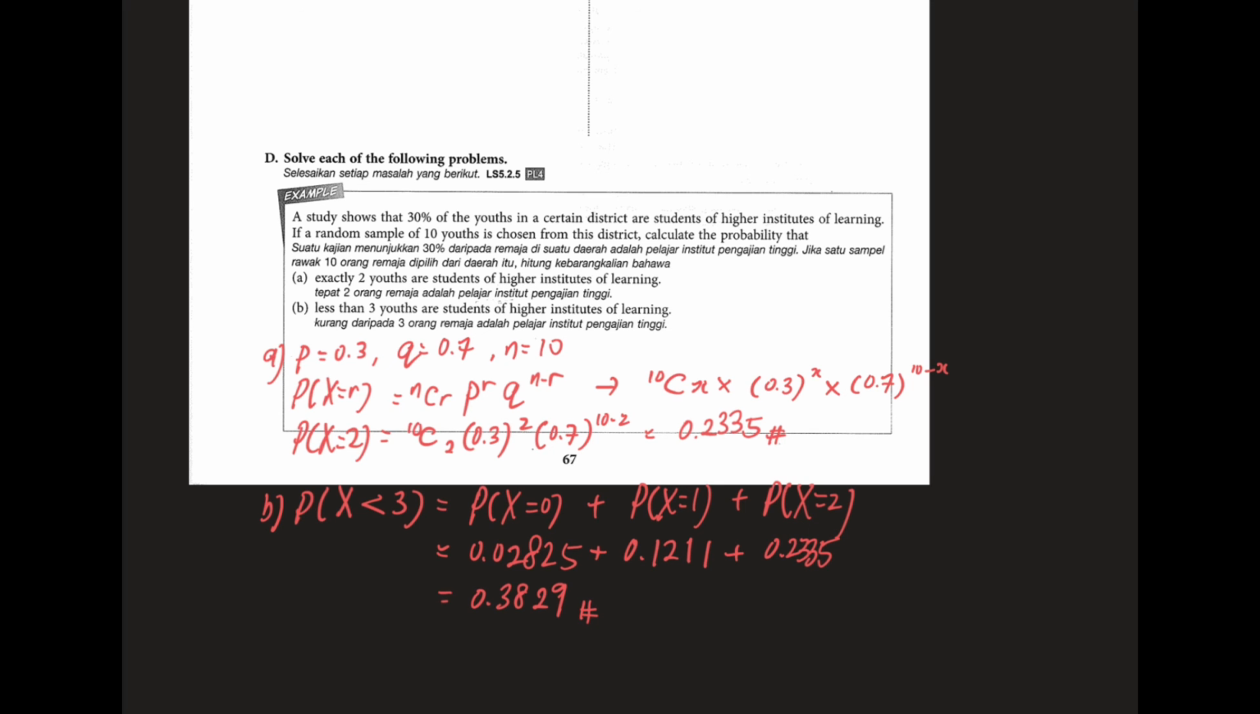Okay, let's see the next page. So we have problem solving and normal distribution. I will leave it for next time.